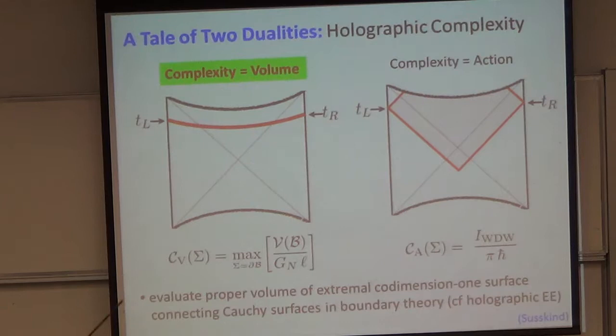Here, the dimensions don't quite match up, and so I have to introduce some extra scale, and Lenny and his friends wring their hands about what that scale should be. For all practical purposes, any time that I show you the result of a calculation, I've stuck the AdS scale in there. It's a natural scale that appears in our theory, but that's a choice that I made. It's an extra little knob that had to be tweaked when one does this calculation. On the other side, we have complexity equals action.